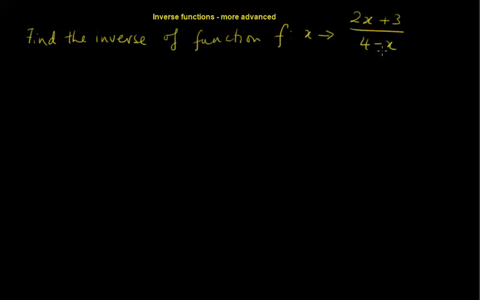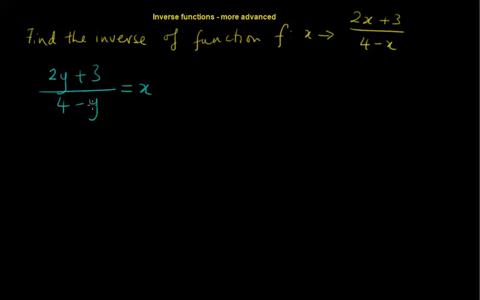4 minus x. So as always, to find the inverse of a function, the first step is to replace any x's with y. So we're going to rewrite that to 2y plus 3 over 4 minus y, and we would equate it to x, and that's the case for all inverse functions. Replace all the x's with y, and then equate it all to x.